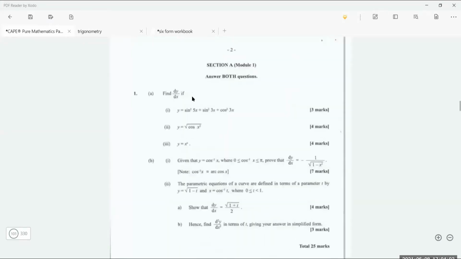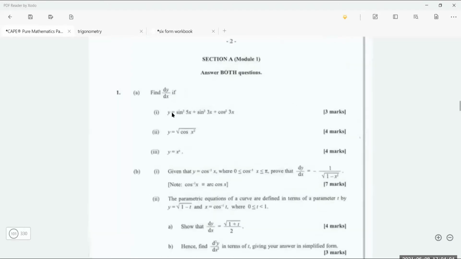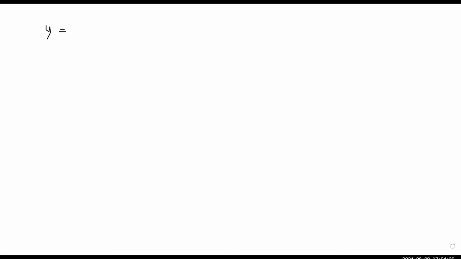So this one started by saying, if y is equal to sine squared 5x plus sine squared 3x plus cos squared 3x, find dy by dx. Let's write it down. It tells us that y is equal to sine squared 5x.